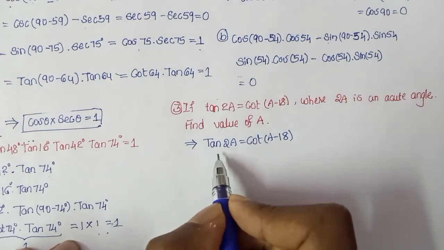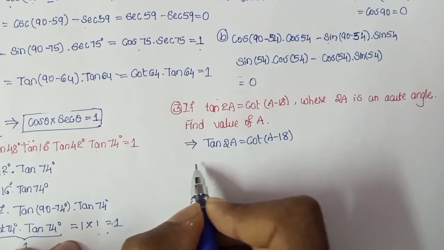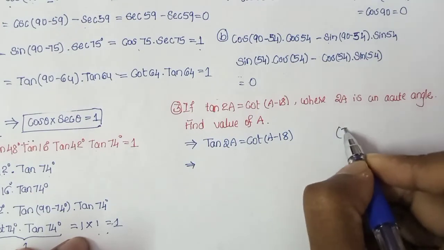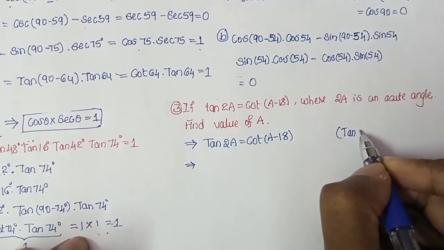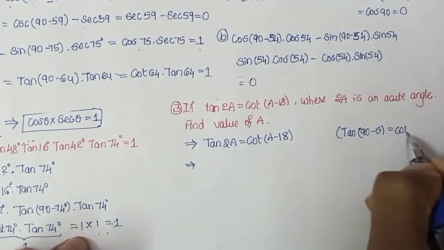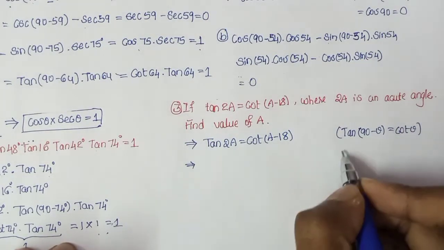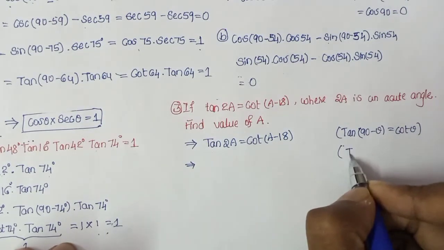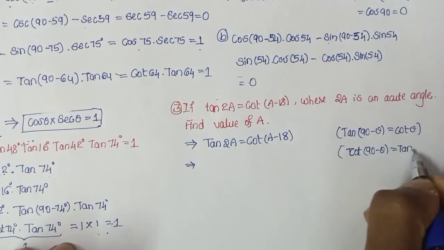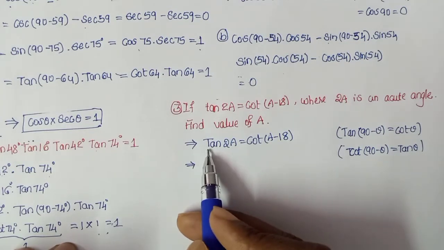So if I write this in terms of 90 minus theta, here I am writing what we discussed in the last class. Tan 90 minus theta is cot theta. Next, cot 90 minus theta is tan theta. Cot 90 minus theta is tan theta. Here we have tan theta.